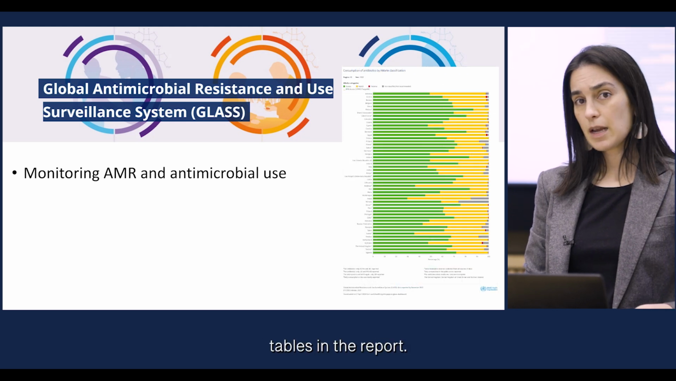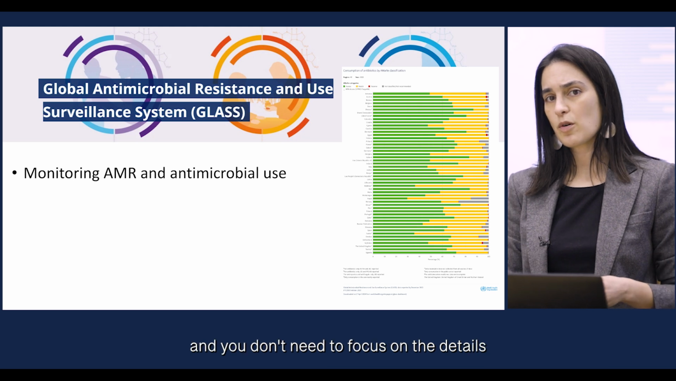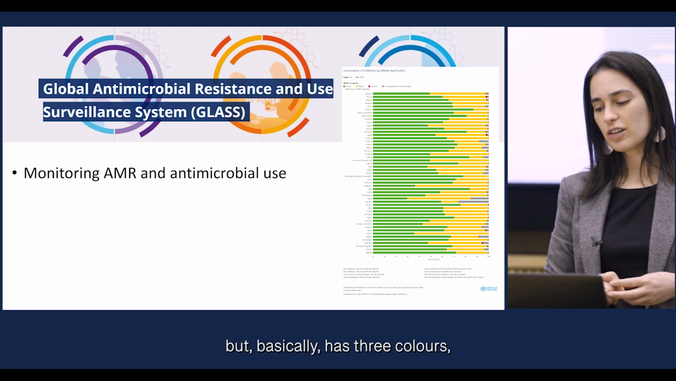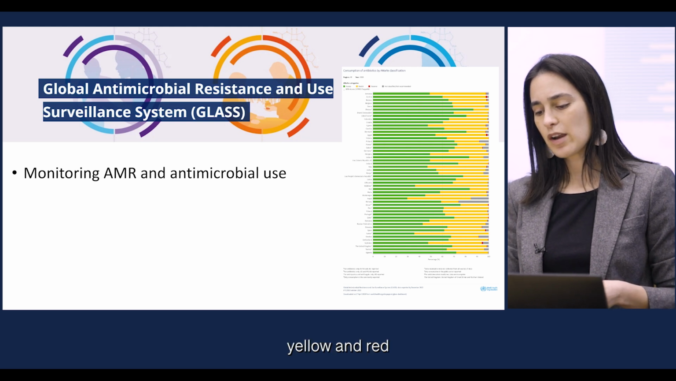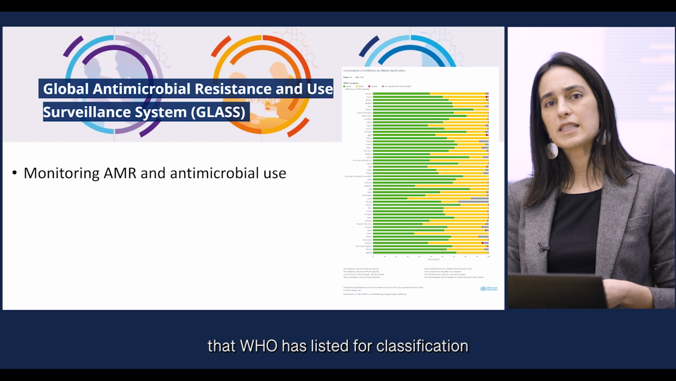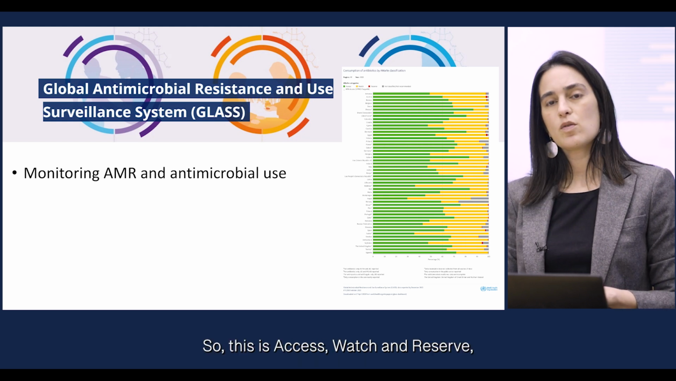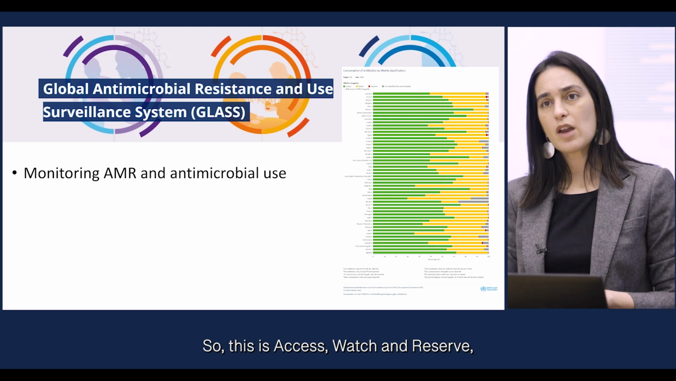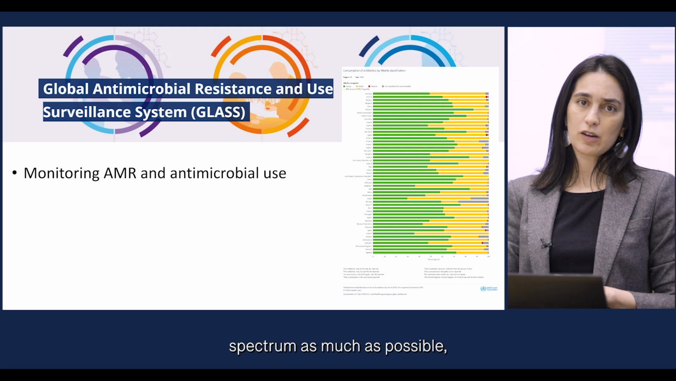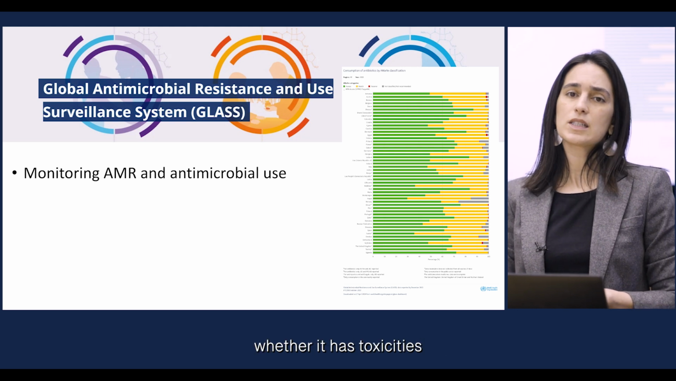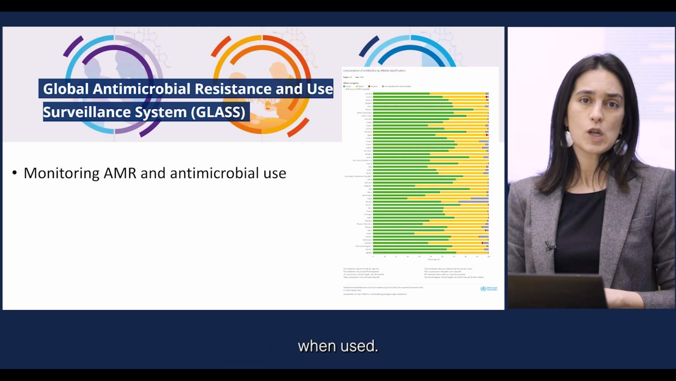There are many different tables in the report. This second table that I'm showing at the moment, and you don't need to focus on the details, but basically has 3 colors, even though you can't see the red very well. But there's green, yellow, and red for the 3 AWaRe categories that WHO has listed for classification of antibacterials. So this is access, watch, and reserve, depending on whether an agent is broad spectrum or narrow spectrum as much as possible, whether it has toxicities, and what is their potential for antimicrobial resistance when used.